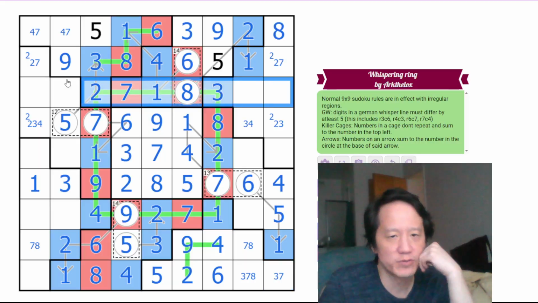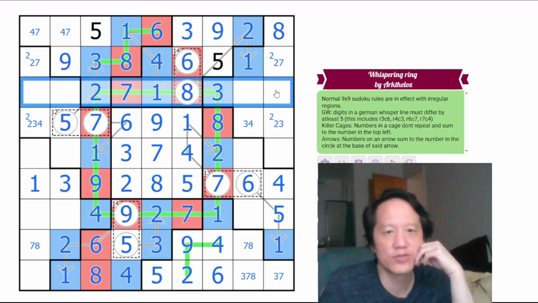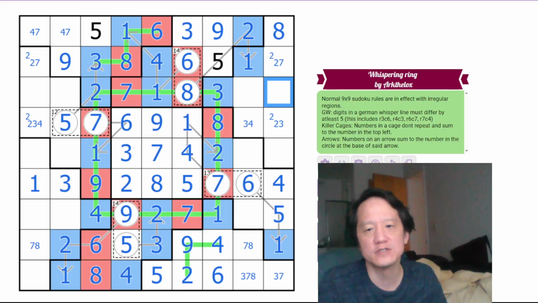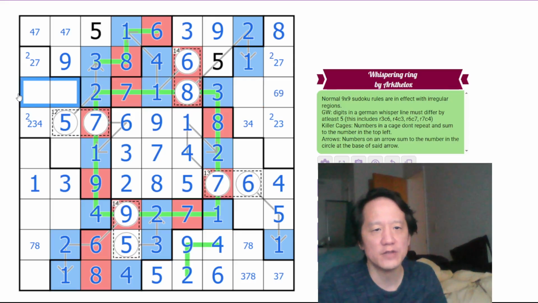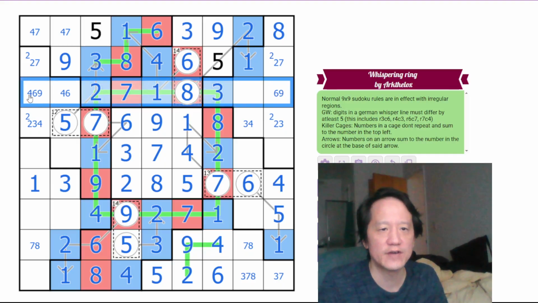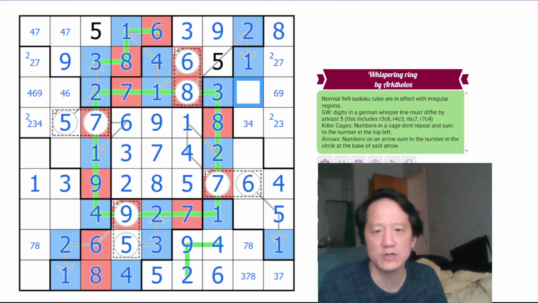Okay, what else are we missing? In row 3, we're missing 4, 5, 6, and 9. This can't be 4, 5, so this is 6 or 9. This can't be 5 because of the 5 here, and this can't be 9, so this is 4, 6. This is 4, 6, or 9, whereas the 5 then in row 3, it has to be here, so this is 5.